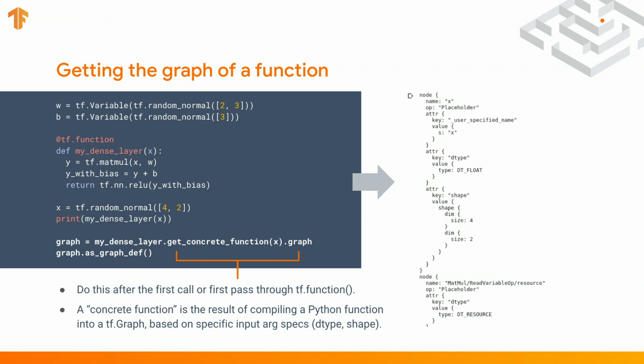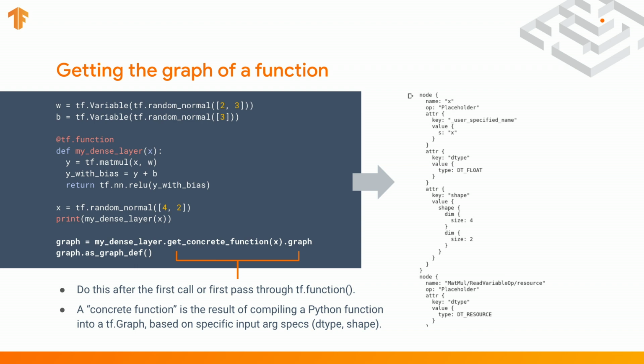The return value of get_concrete_function here is an object that has a graph property. The graph property is a TF graph on the Python level. To see its structure, you can call the as_graph_def method of the graph object, and the return value is a text proto for the graph, as shown on the right here.